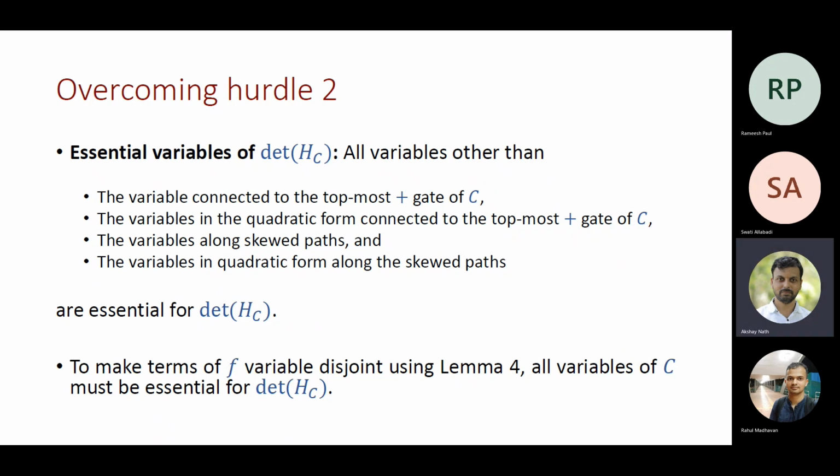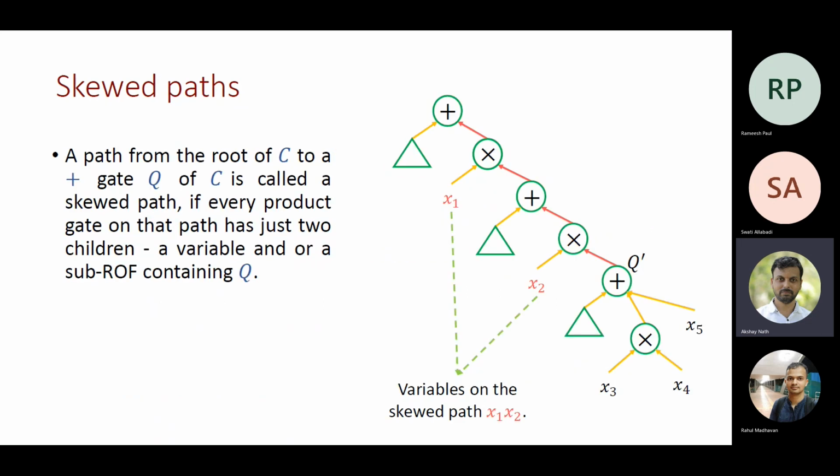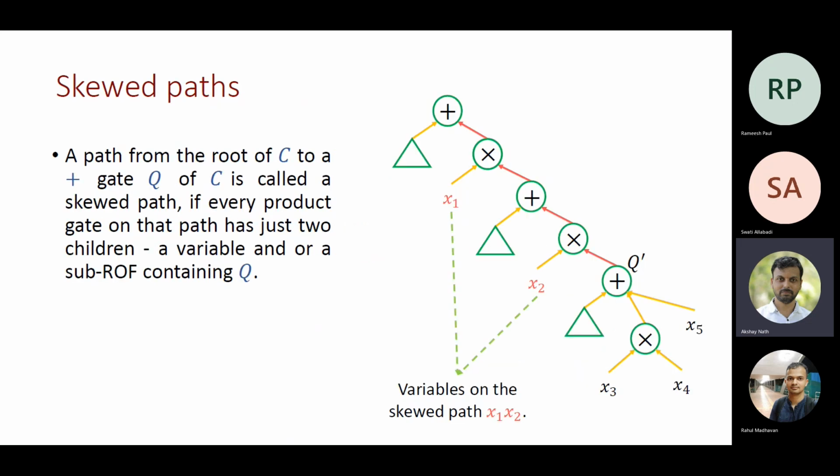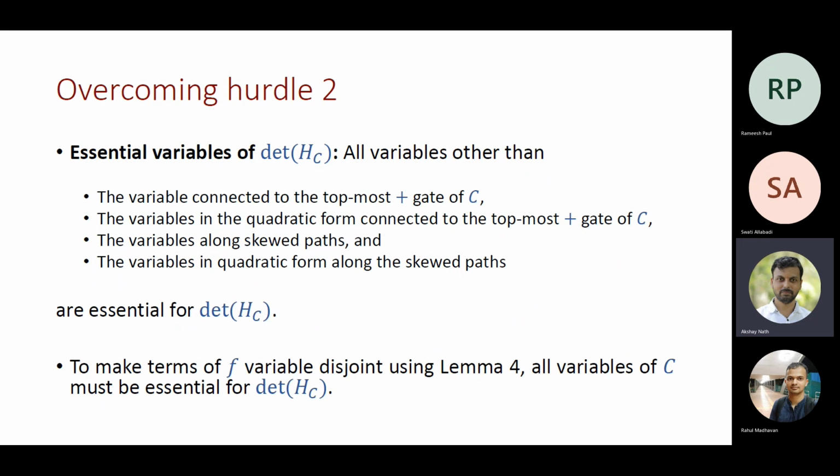All variables other than the following: the variable connected to the topmost plus gate of C, the variables in the quadratic form connected to the topmost plus gate of C, all the variables along the skewed path, so variables like x5, and the variables in quadratic forms along the skewed path, so variables like x3 and x4. These are the only variables which might not be essential for the Hessian determinant.